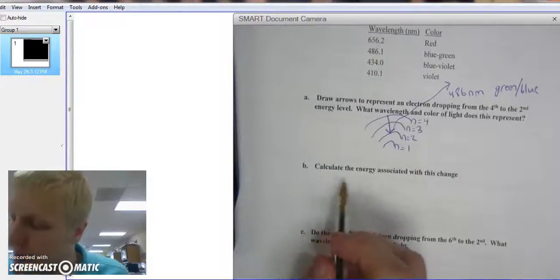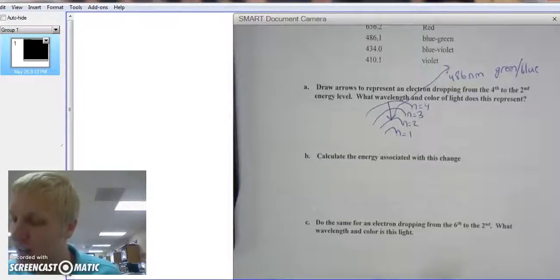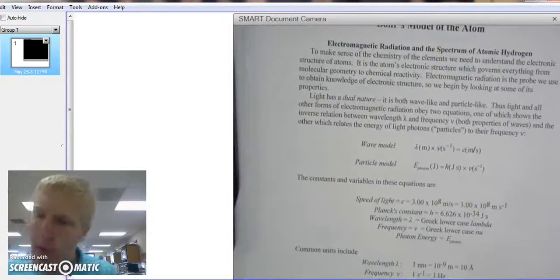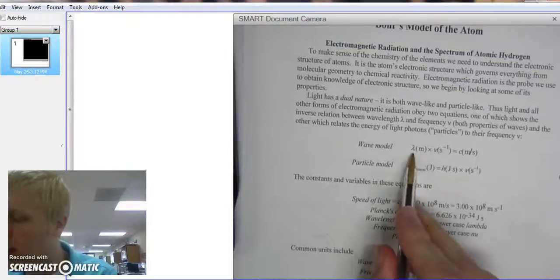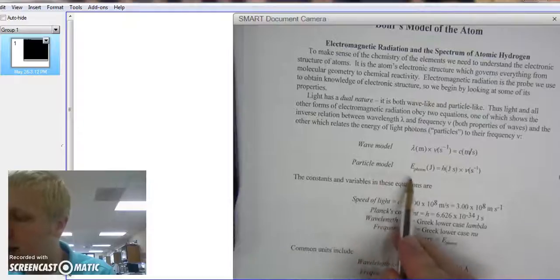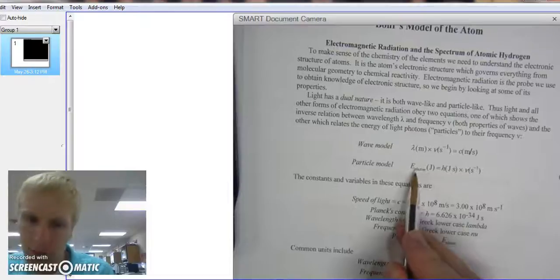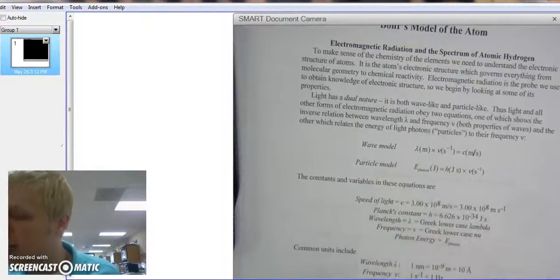Alright, next question. Calculate the energy associated with this change. So we want to find the energy. So we're going to have to use maybe one or maybe two of the equations. Here's the wave model. It says that wavelength times frequency equals the speed of light. And here's the particle model. The energy of the photon equals Planck's constant times frequency.